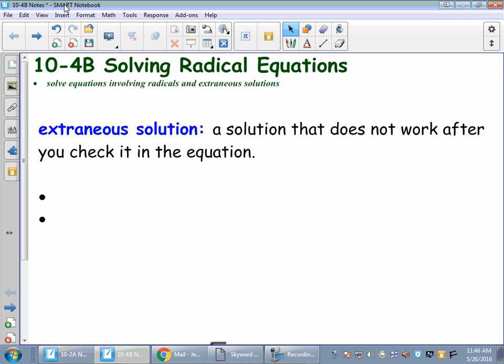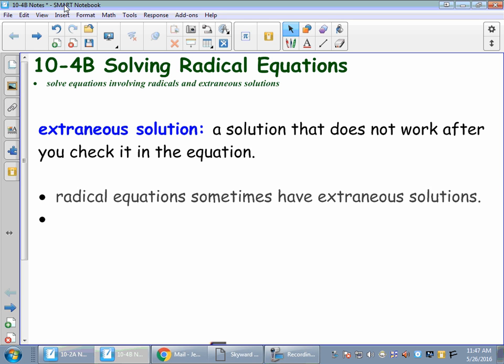First of all, an extraneous solution is a solution that does not work after you check it in the equation. You did nothing wrong in the actual process for solving. You did everything mathematically correct, but for whatever reason, the solution doesn't work. There are a lot of reasons that you'll get extraneous solutions, and radical equations is just one of those types of problems that actually lends itself to that. And maybe we'll talk in class a little bit more as to why that happens.